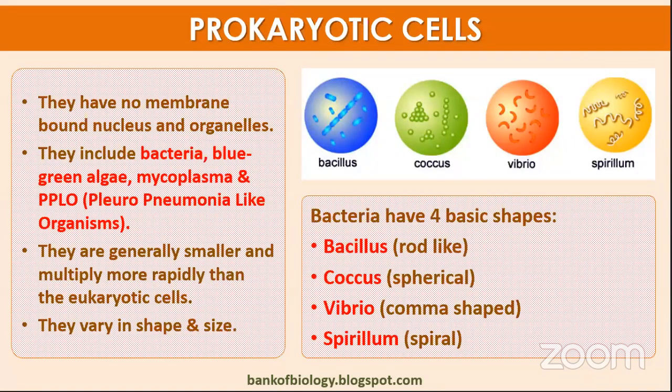So they vary in shape and size. So remember this, there are four basic shapes of bacteria: Bacillus, Coccus, Vibrio, and Spirillum. So here, Bacillus is rod shaped. Vibrio is comma shaped. Coccus is spherical, and spirillum is spiral. So do remember this. This is very important.